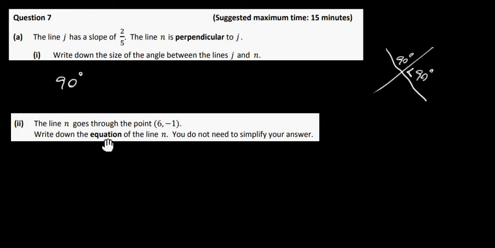Okay, so part 2. The line N goes through the point (6, -1). Write down the equation of N. You do not need to simplify your answer. So the equation of any straight line can be written generally by this formula here. It's just y minus y1 is equal to m into x minus x1. So you need a point, x1, y1, and you need a slope.